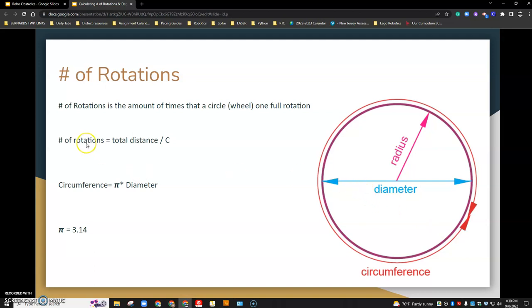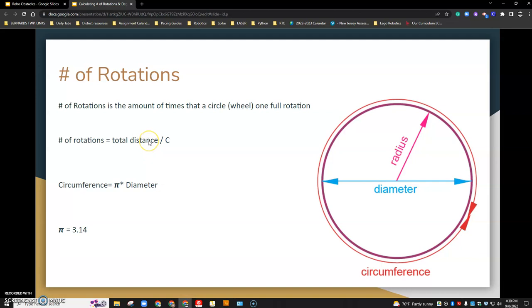So in order to calculate the number of rotations, which is the amount of times that a circle, or in our case a wheel, does one full rotation or spins once fully all the way around, the number of rotations equals our total distance divided by circumference. It's going to be the total distance traveled.